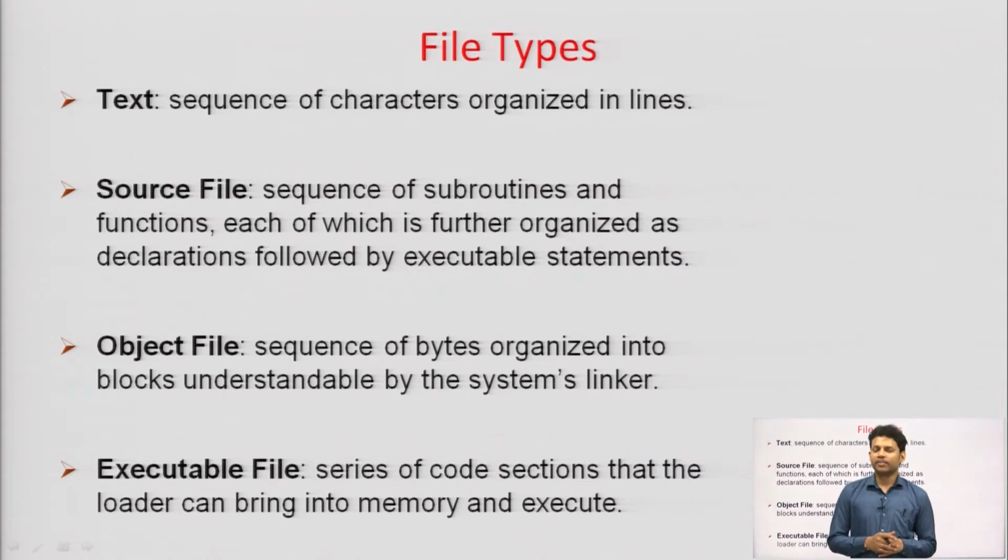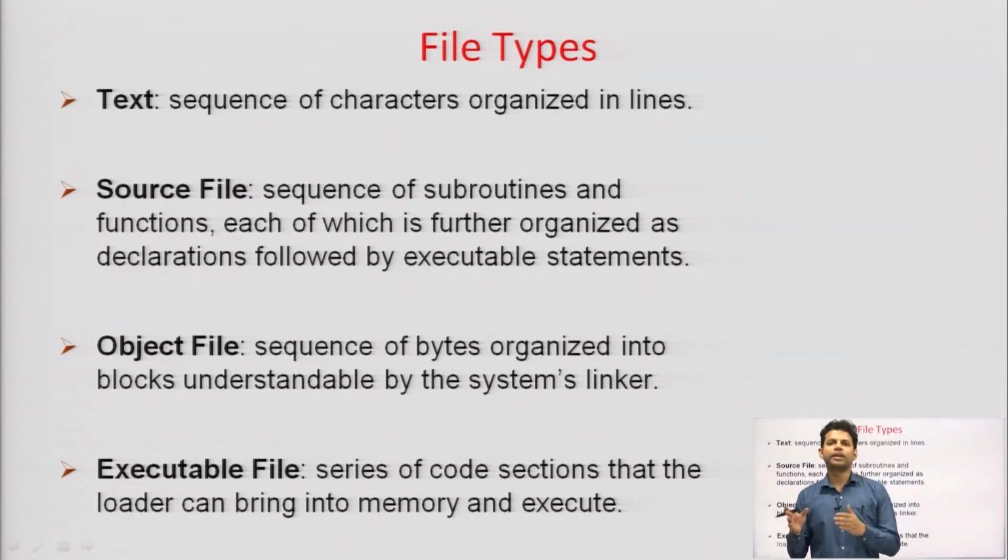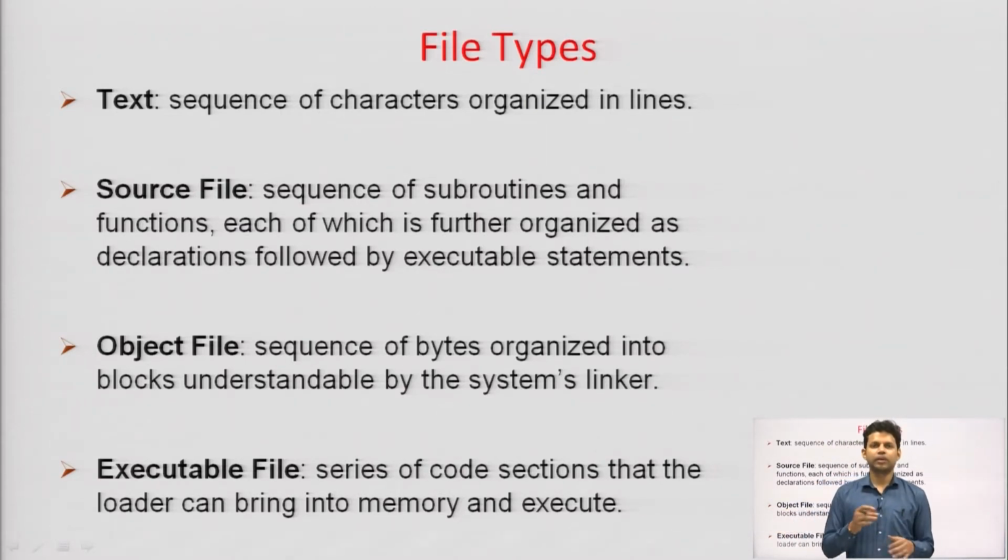And the next is your executable file. What are executable files? A series of code sections that the loader can bring into memory and execute. When you have written a source file, you have to compile it. The compiler creates an executable file that you can execute in your system. For executing a program, you know that it must be loaded into memory and then executed inside the CPU.